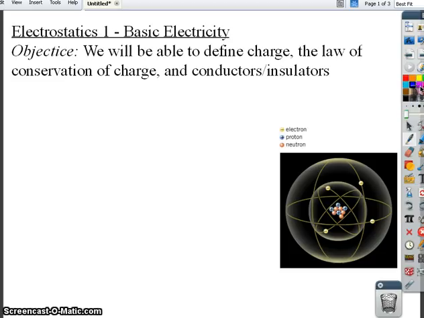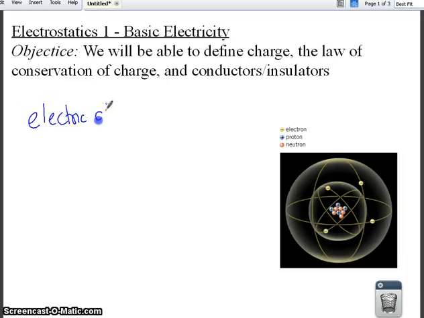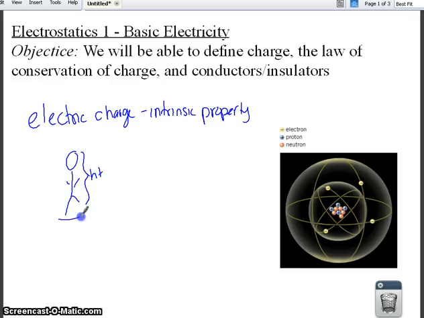So, let's look at electric charge. Electric charge is an intrinsic property. It is just a property of matter. Just like you look at a person and a person has a height and a weight, those are properties of matter. We have height and weight, and things like mass.